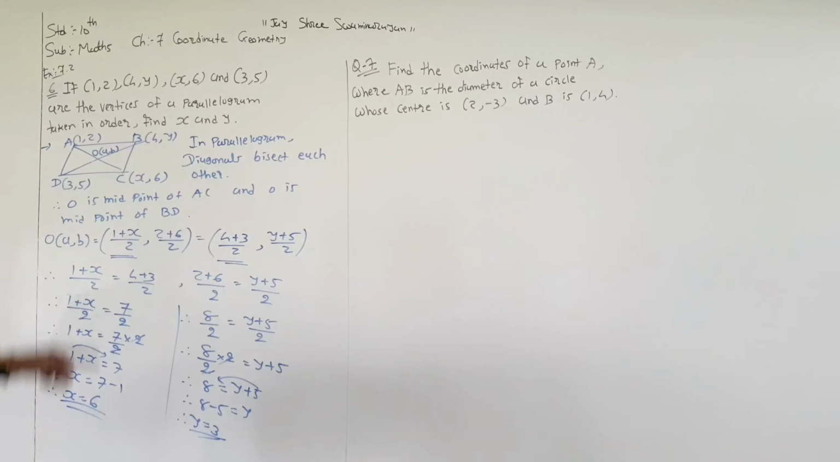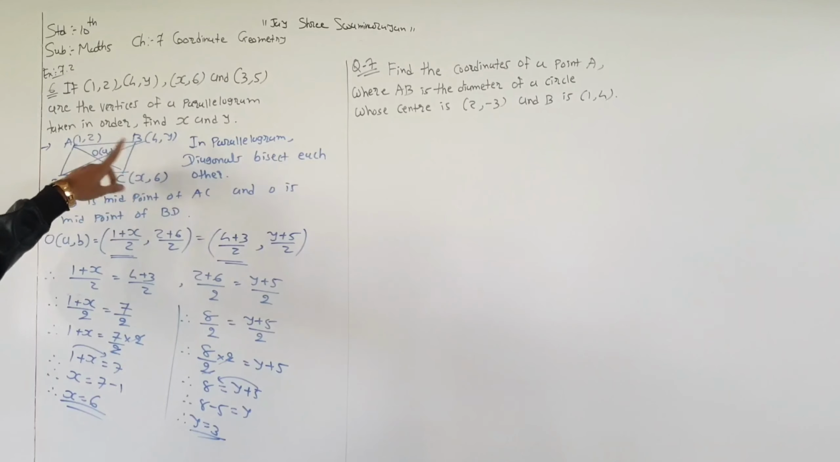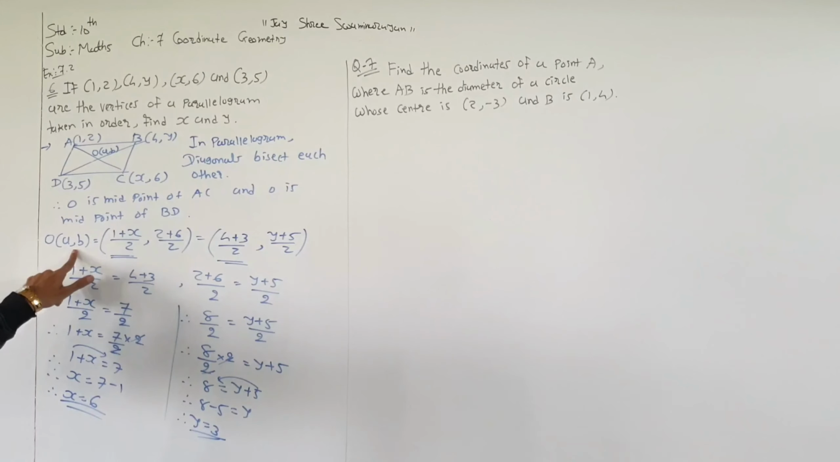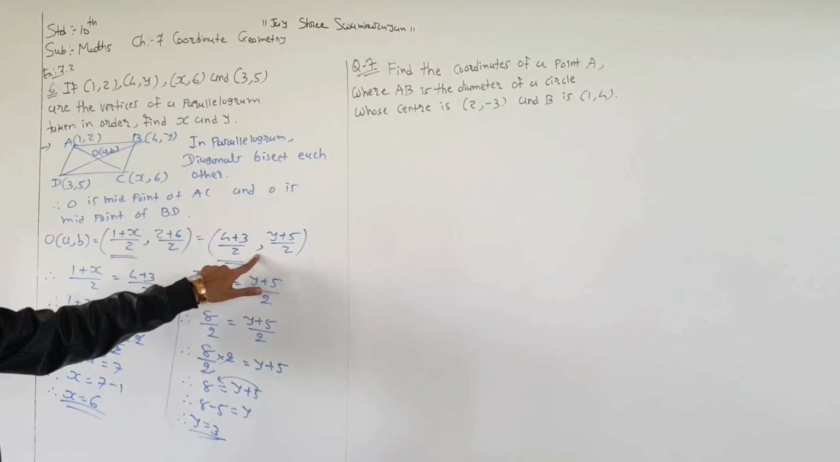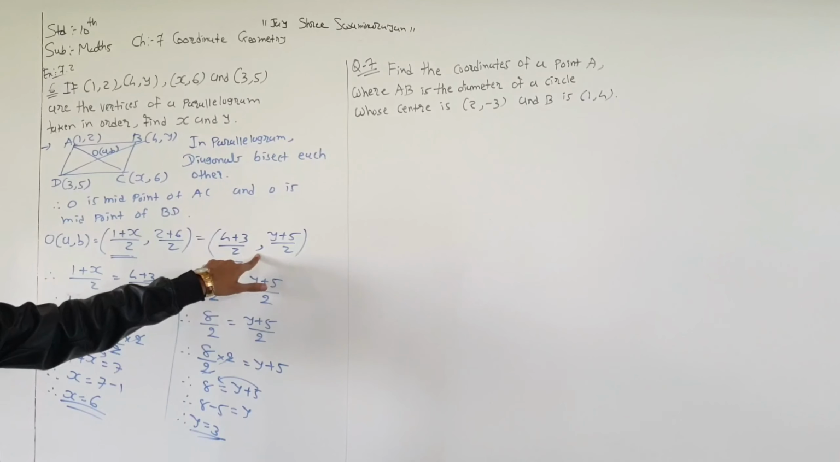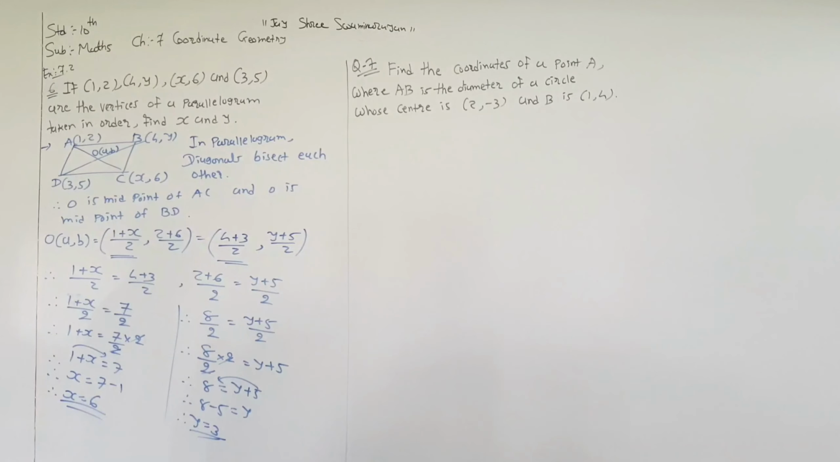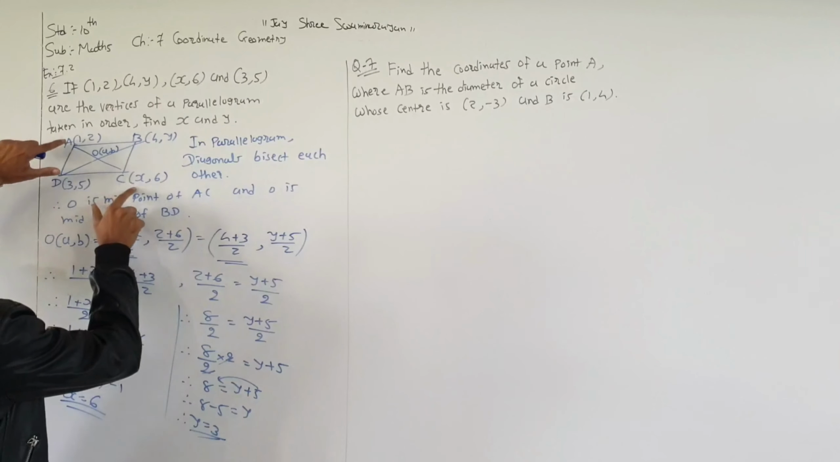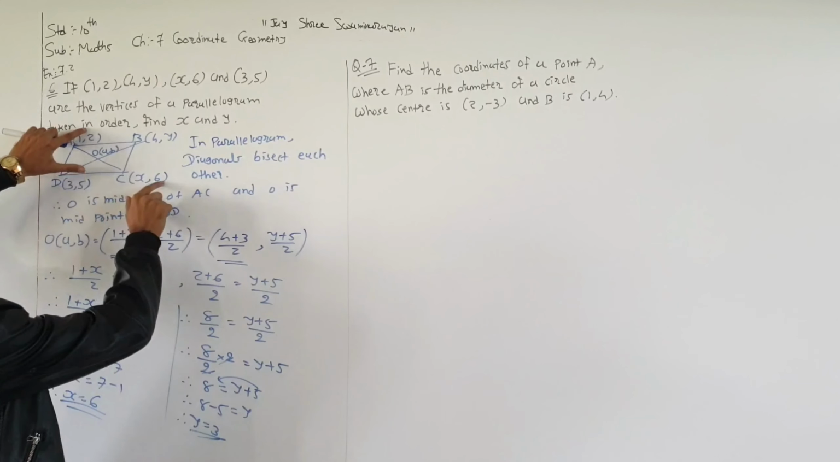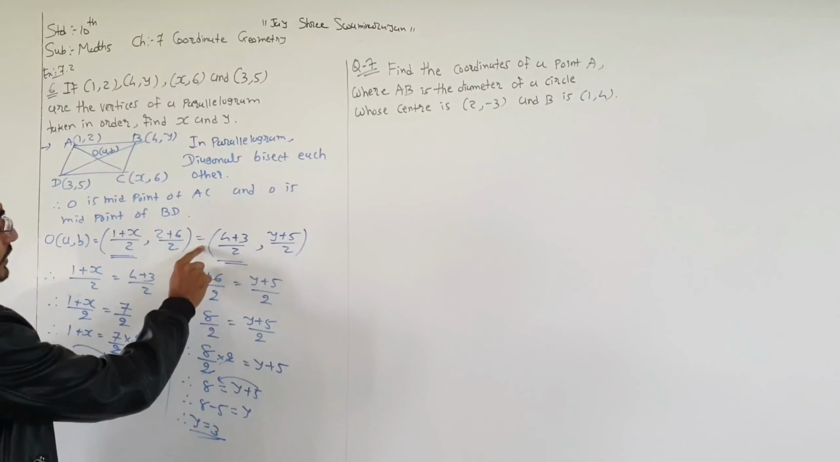What we need to do? O is the midpoint of AC, and O is the midpoint of BD. This is the property of a parallelogram. So first of all, find the midpoint O by using the diagonal AC. After that, find the midpoint O by using the diagonal BD. Okay, O is equal to (1 plus x) by 2, x coordinate divided by 2, addition of y coordinate divided by 2 is equal to.